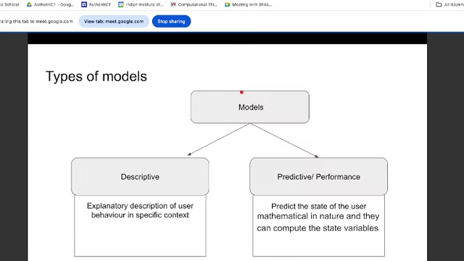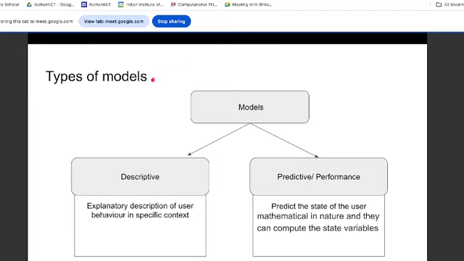Now let's talk about user-centric models, types of them. So there are descriptive models and there are predictive or performance models. So predictive models are also known as engineering predictive models or performance models. This is just nomenclature, different nomenclature.